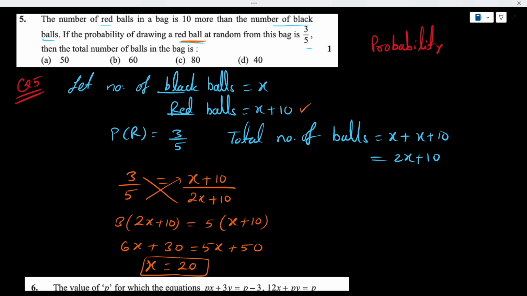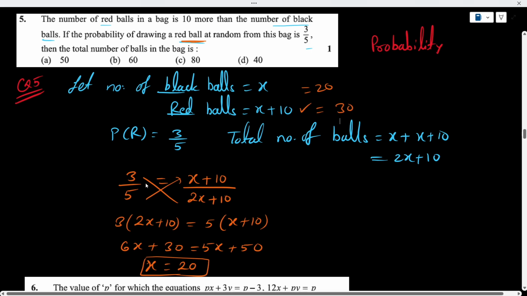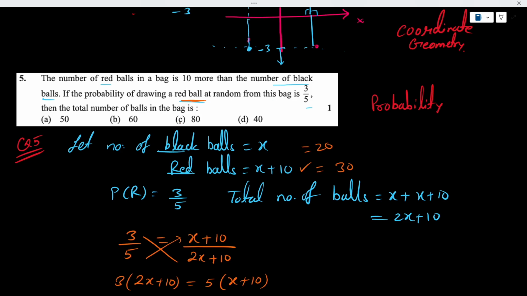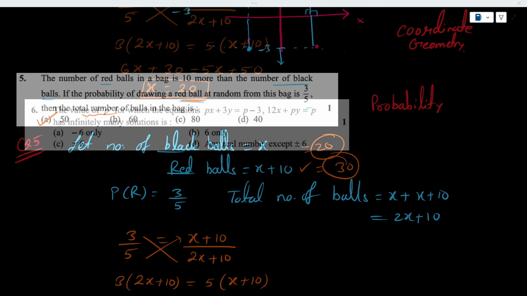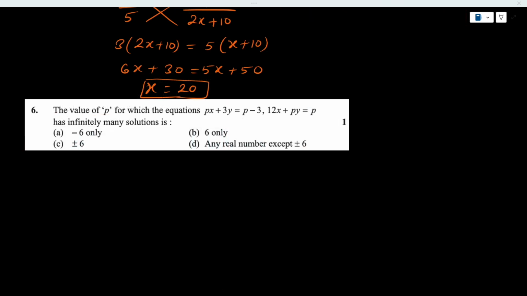So how many black balls are there here? 20. And how many red balls will be there? 20 plus 10, it is going to be 30. And in the question, what are they asking? They are asking how many total number of balls are there. So black and red both together, it is going to be 50 balls. So option A is your right option. Correct? After this, the next question is question number 6.